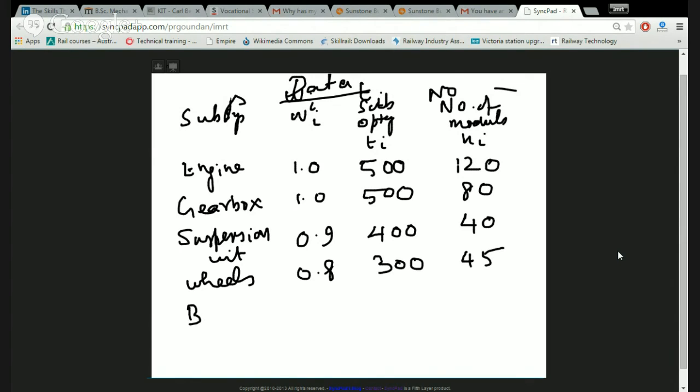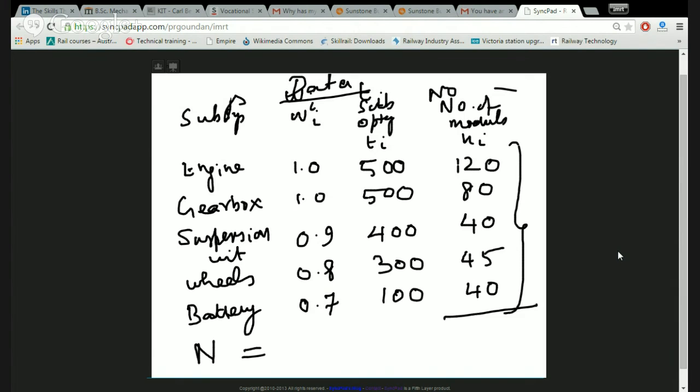Battery. It is required only at the starting time. Weighting factor is 0.9. Its operating time is only 100 out of that, and it has got 40 parts. So from this data, we have to work out the total number of parts. Total number of parts, N, is equal to the sum of all these, which is equal to 325.